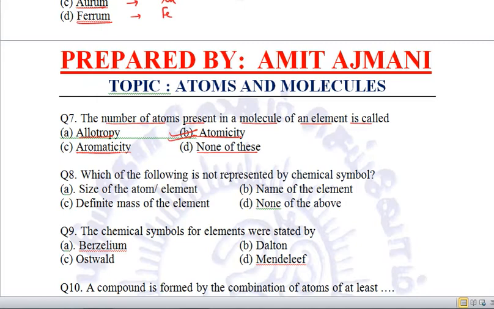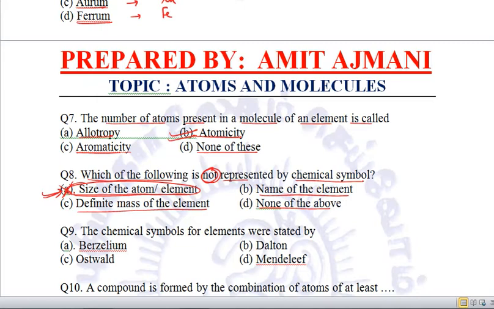Coming to the 8th question, which of the following is not represented by a chemical symbol? Is it the size of the atom or element? Yes, it is not represented by a chemical symbol. The name of the element, we can relate with the help of the chemical symbol. The definite mass of the element, we can relate if we know the name of the element. None of the above is wrong. So it is the size of the atom which we cannot relate. So A will be the right answer.